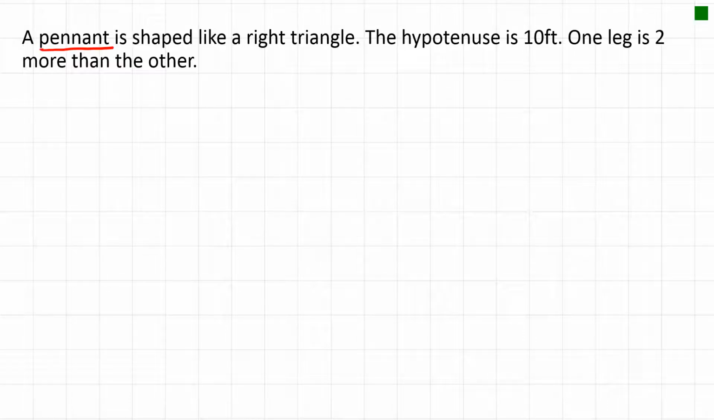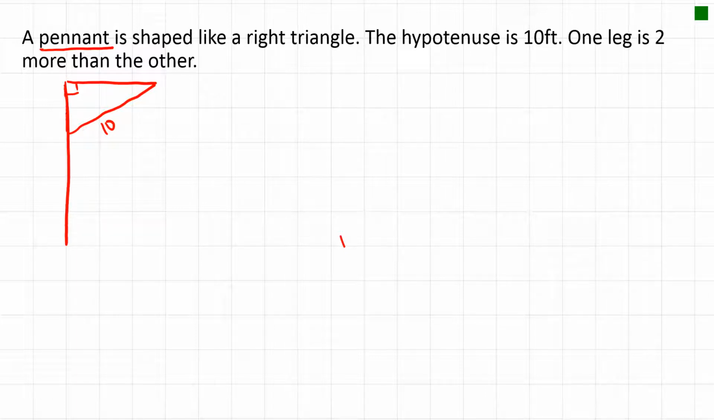So a pennant is a flag that is made up of, it looks like a right triangle. So there's a little flag on a flagpole and there's my right triangle. The hypotenuse is 10 feet and one leg is 2 more than the other.